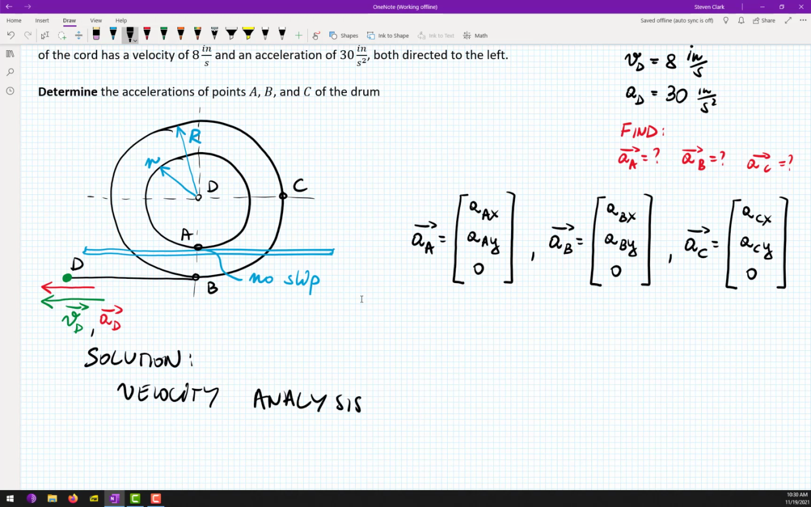Why will we start with that? Because I would like to learn what is omega of the body. This is our goal right now: finding omega of the body. So let's do velocity analysis between which 2 points, guys? Which 2 points would you like to run the velocity analysis on? Because we know velocities of 2 points on that body actually.